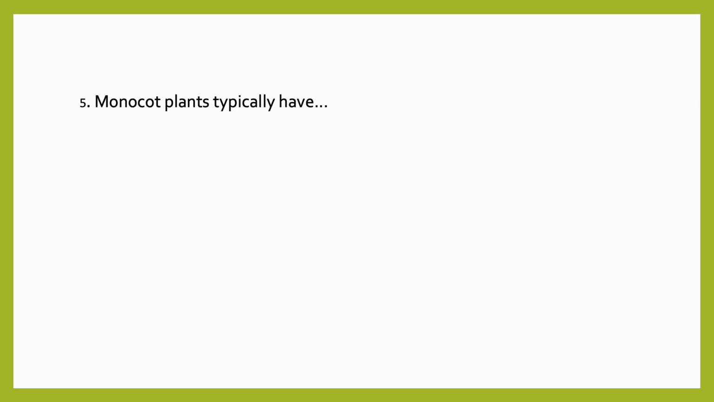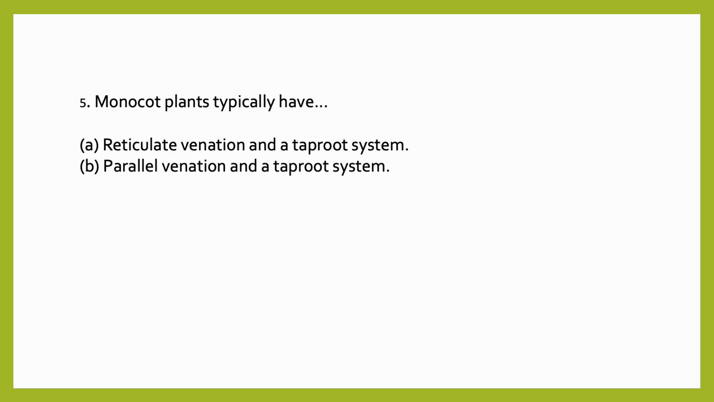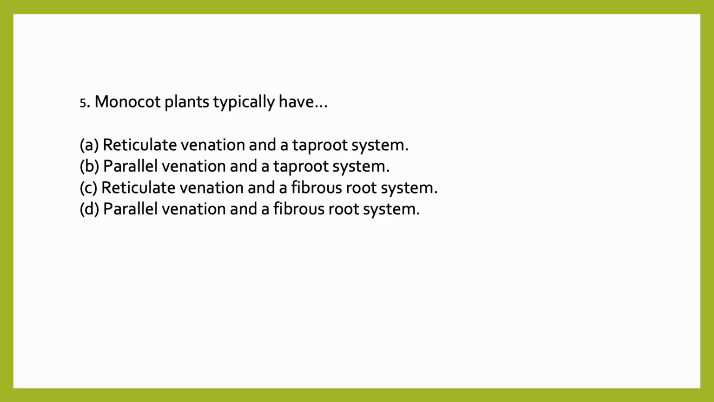Monocot plants typically have reticulate venation and a taproot system, parallel venation and a taproot system, reticulate venation and a fibrous root system, parallel venation and a fibrous root system. Which is the correct answer? Parallel venation and a fibrous root system. Dicot plants, they have reticulate venation and a taproot system.